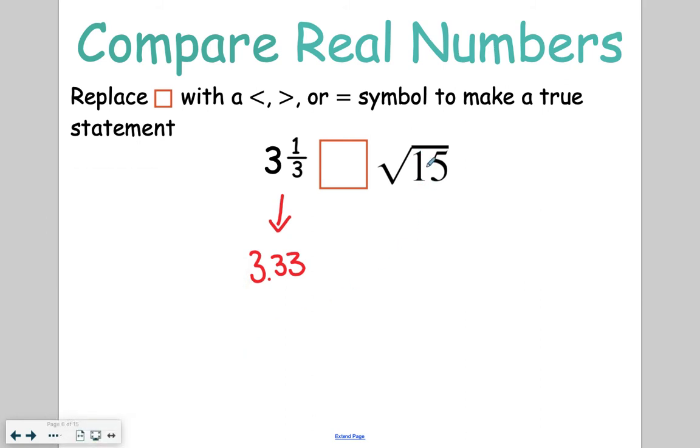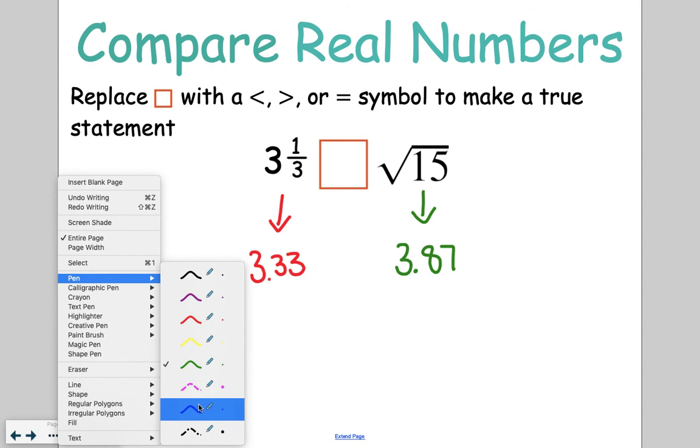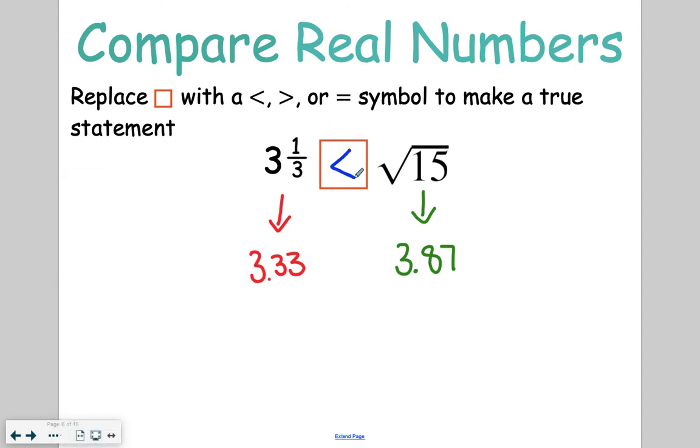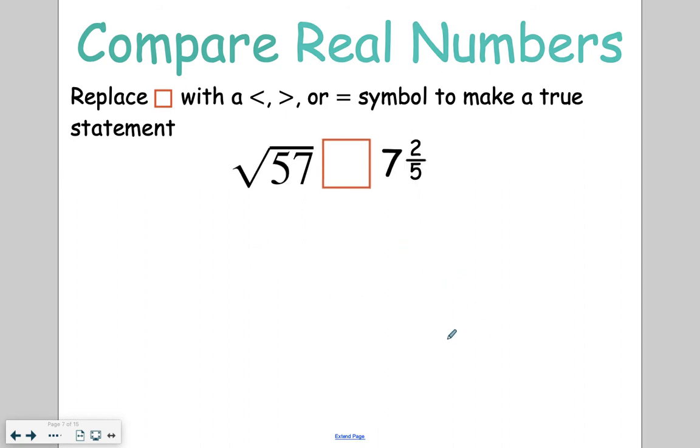Then I'm going to plug the square root of 15 into my calculator, and after I round, that gives me 3.87. Obviously the 3's are the same, but 33 is smaller than 87, which means that 3 1/3 is less than the square root of 15. So we use those decimal values to decide which is greater or smaller. Go ahead and try this one on your own.